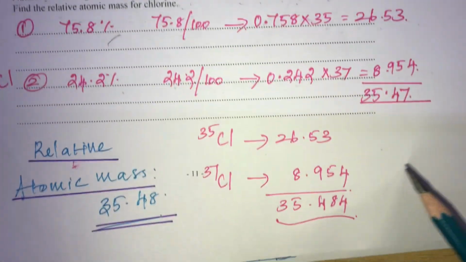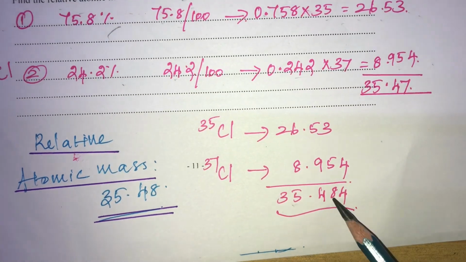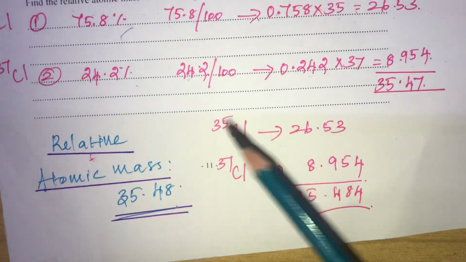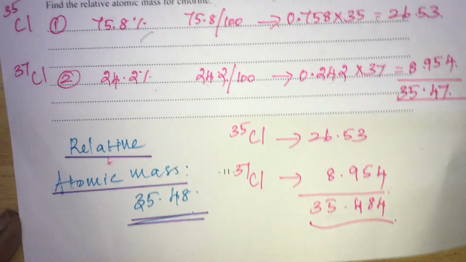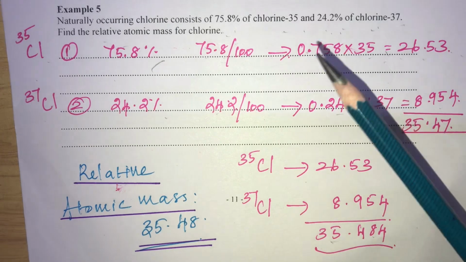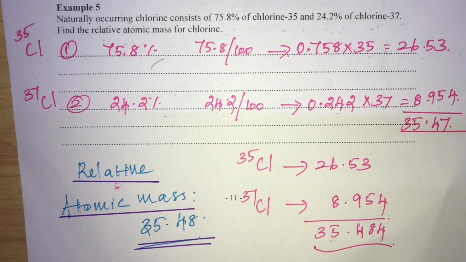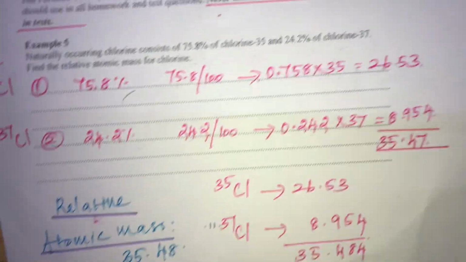The average atomic mass is 35.484. So according to the problem given, the average atomic mass of the given mixture of chlorine is 35.48.